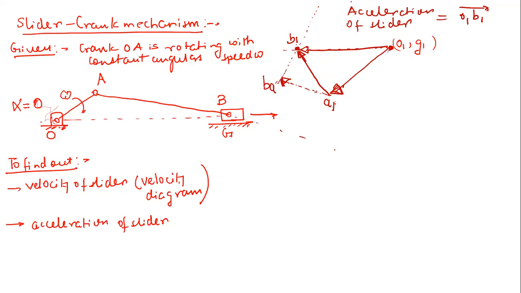Maybe if it is moving in the forward direction, then also the acceleration direction can be opposite because of retardation, right? So till this point, let us stop here, and then you have certain numerical problems related to the 4-bar and slider crank mechanism. You can always practice from the book, right? And if you have any doubt, then ask.